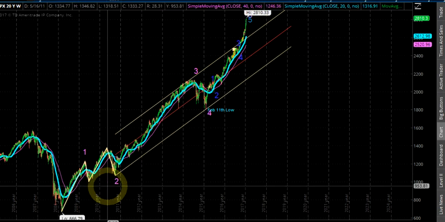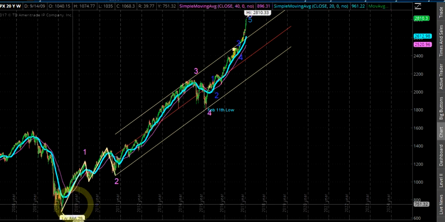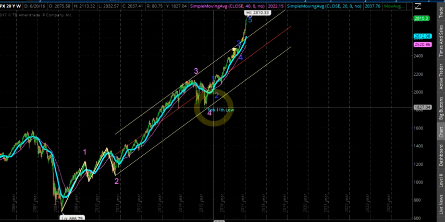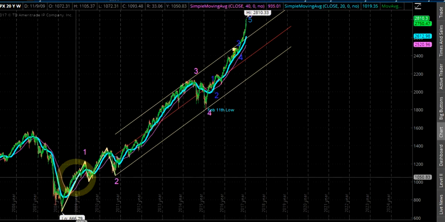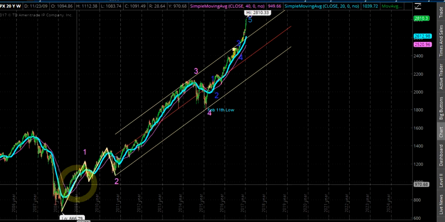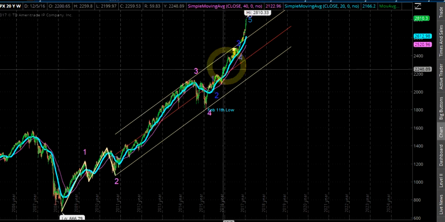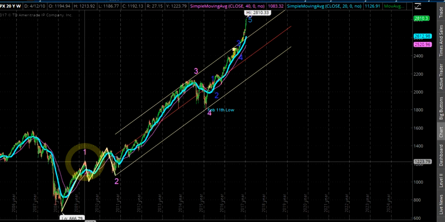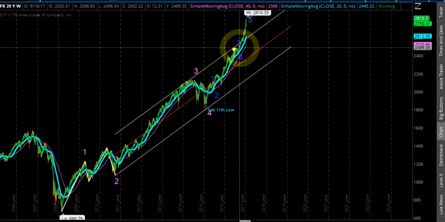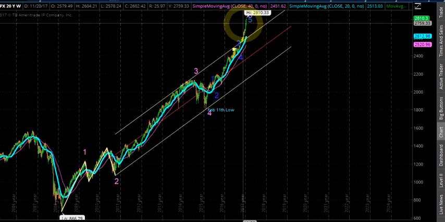If you were to measure this move and compare it to this move, the fifth wave is longer than the first. No matter how you measure the first, if you measure the first from here to here, or from here to here, which is the most accurate way, either way you measure it, the fifth wave is longer.